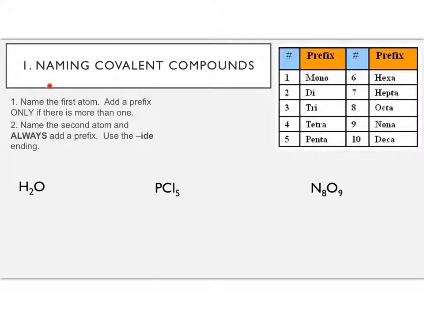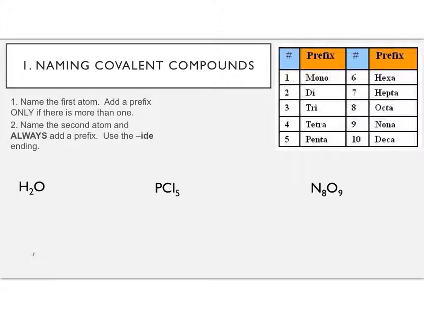There are a couple of rules that we keep in mind. We always want to name the first atom and add a prefix only if there is more than one of that atom. The second rule is name the second atom and then always add a prefix before the second atom. And then make sure you're using the ending, which is "-ide".